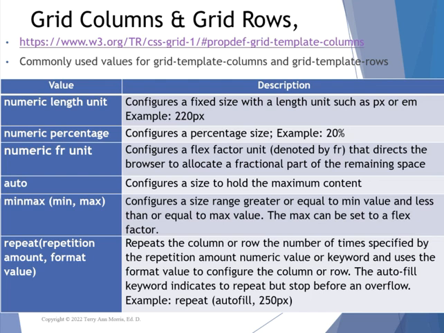Minmax sets the size range to be greater than or equal to the min value and less than or equal to the max value. A flex factor can be used to set the max amount. Repetition amount and format values cause the column or row to be repeated a certain number of times. The format value is used by the keyword or numeric value to configure the column or row. The auto-fill keyword instructs the browser to repeat but not go over capacity. A good example is repeat auto-fill with the value of 250 pixels.